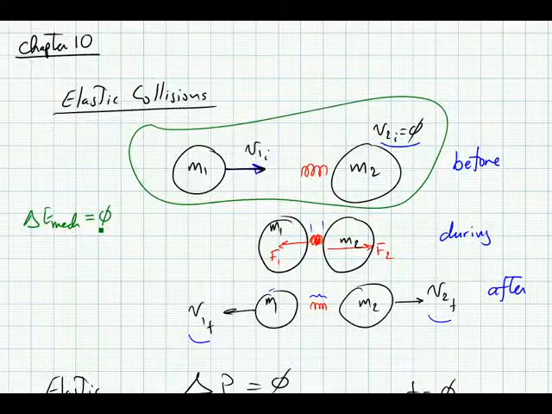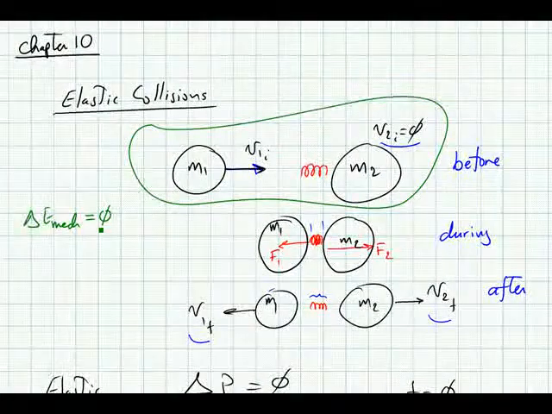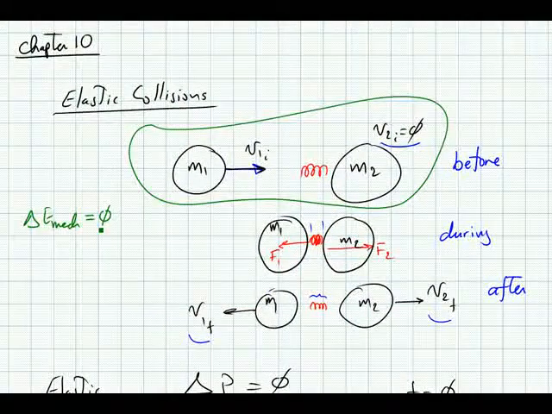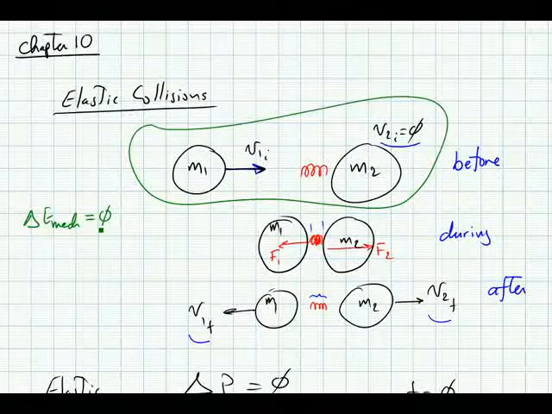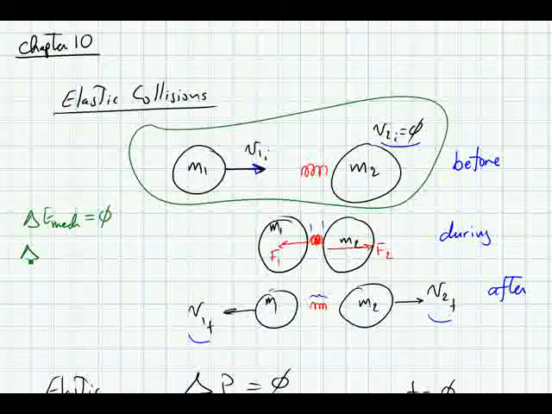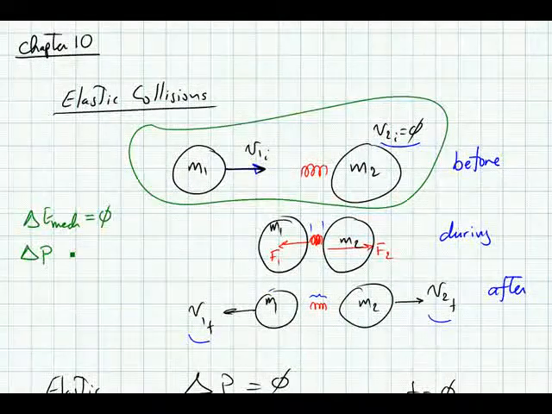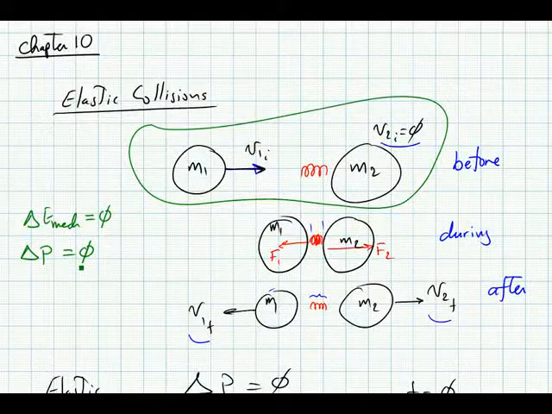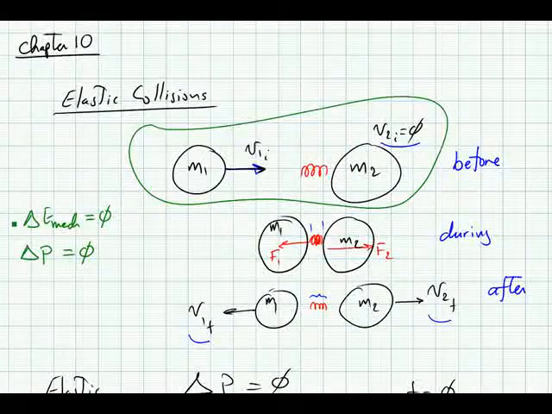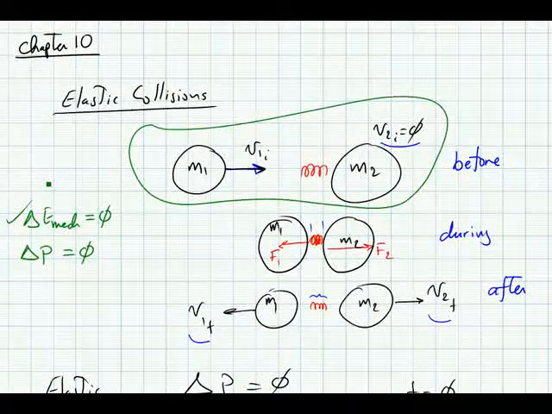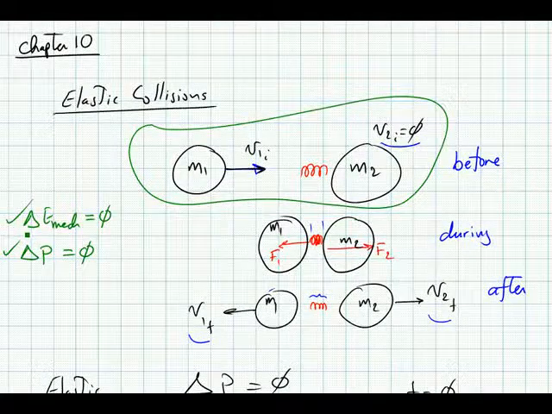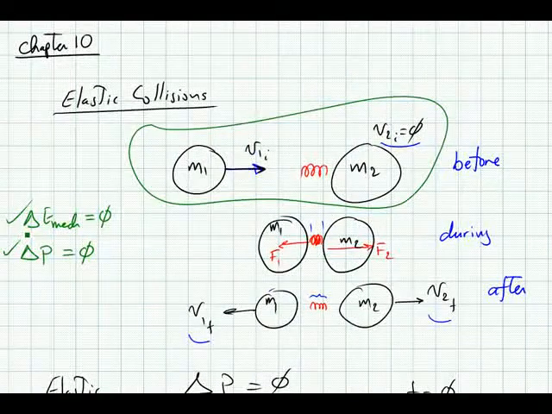So if the change in the mechanical energy of the system is 0, that means the mechanical energy before must equal the mechanical energy after. And furthermore, since there is no external force involved, we also know that the change in the total momentum of the system must also be 0. So since there is no friction type forces involved, total mechanical energy is conserved, and since there is no external force being applied to the system, then total momentum is also conserved as well.